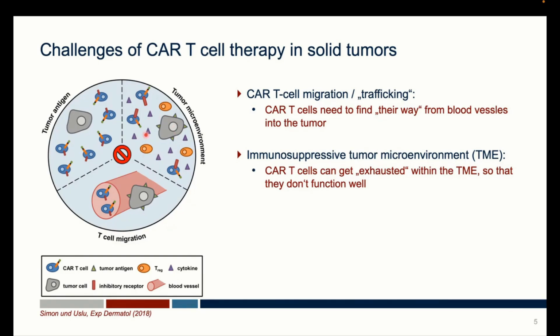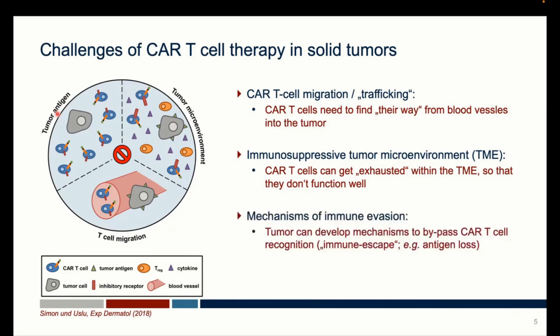And once they start fighting the tumors, another problem is immune evasion mechanisms. That means that the tumor cells can lose the antigen, which is recognized by the CAR. And if that happens, the CAR T cells will not be able to fight the tumor cells anymore, which will result in tumor progression. And my scientific work focuses on mechanisms to potentially overcome these challenges. And today I'm going to present you for each of these problems one potential strategy.